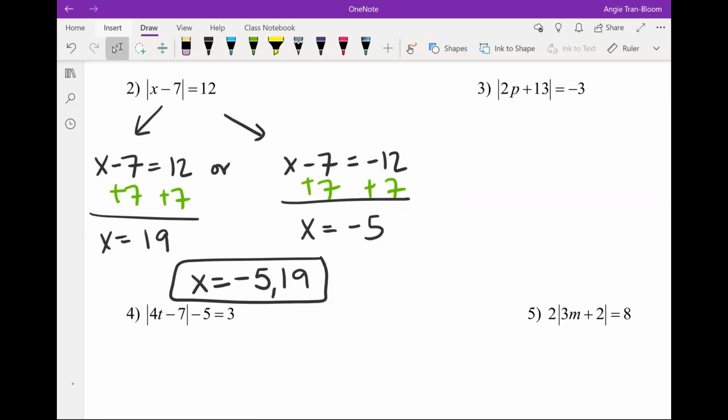Why don't you and your team work out 3? Is the absolute value already by itself? Yeah, look, on the left side, there isn't anything except an absolute value of 2p plus 13. How many equations should we write? 2. For the second one, all you change is the answer.